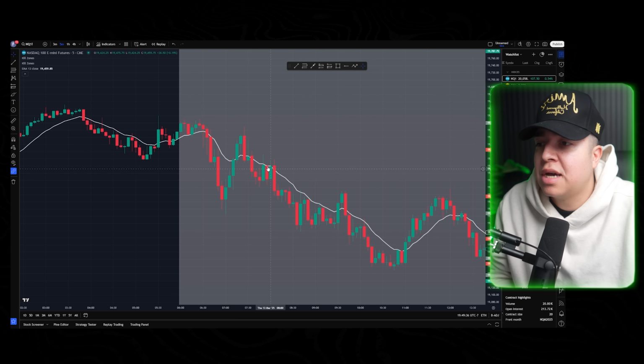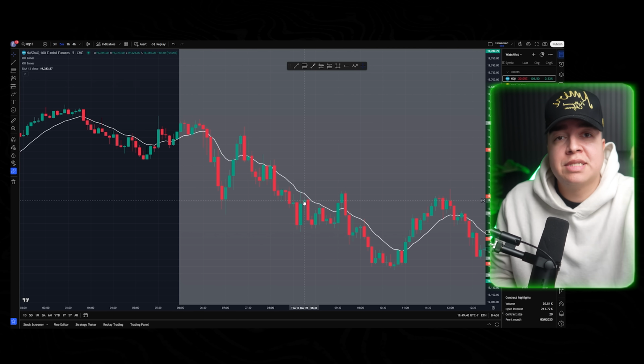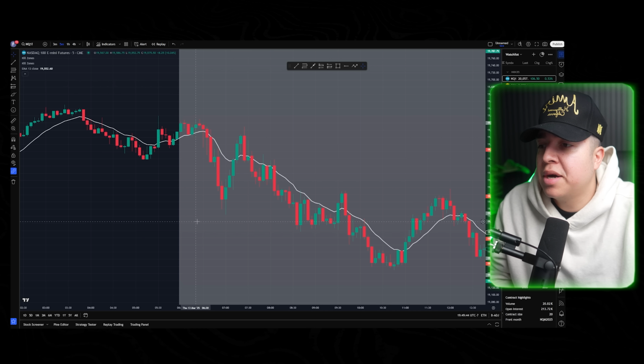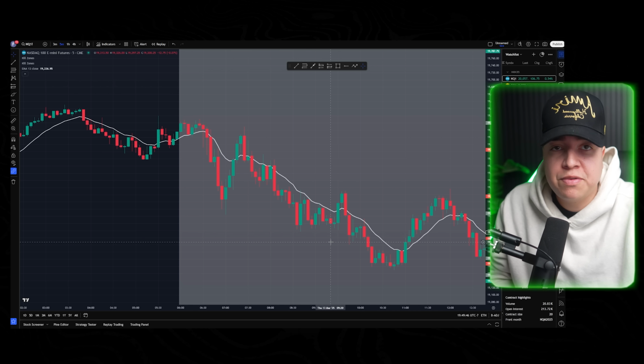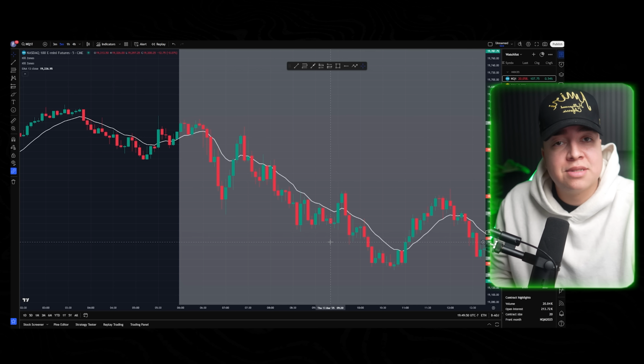When the line is on top of the candles and the candles are underneath it, bouncing off of it, that means we're in a sell condition, right? So we should be looking for sells. If the line is at the bottom and the candles are bouncing on top of it, that means we should be looking for buys, right? So that's very simple. That's all we're using it for.